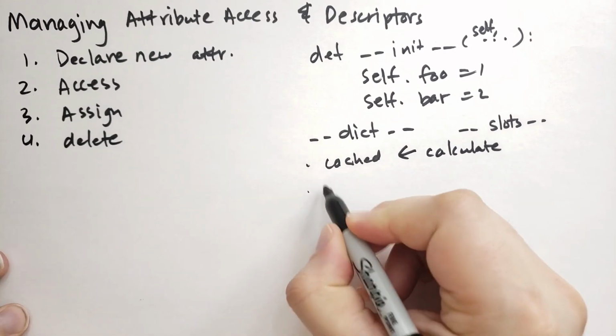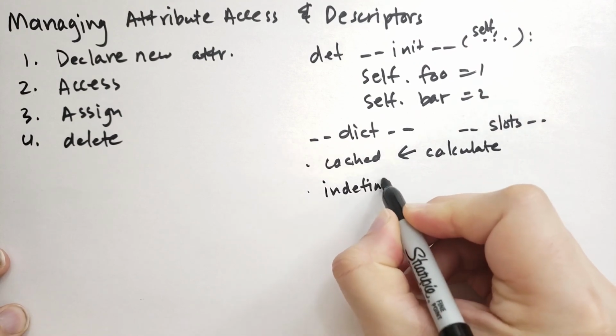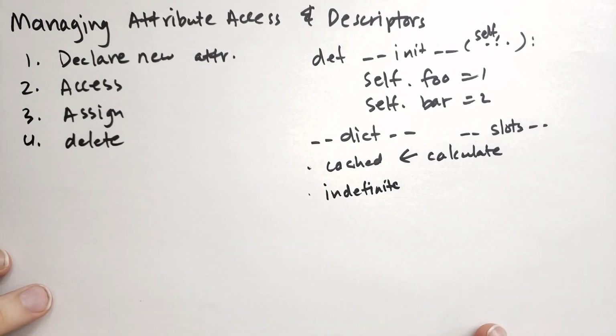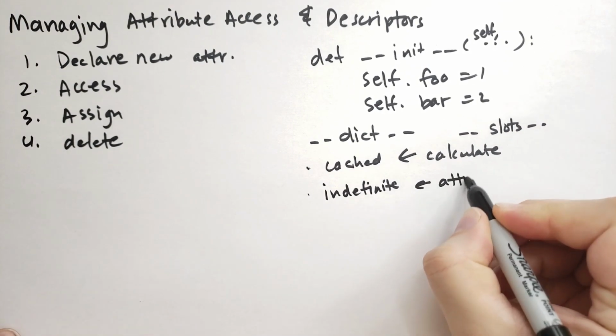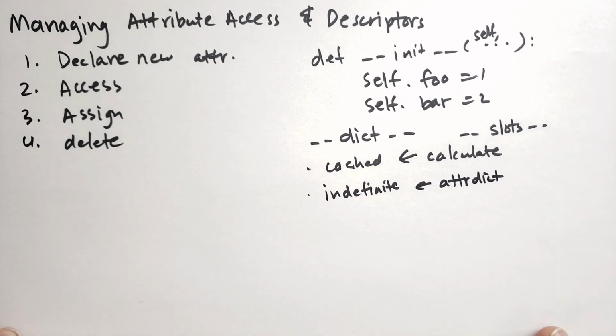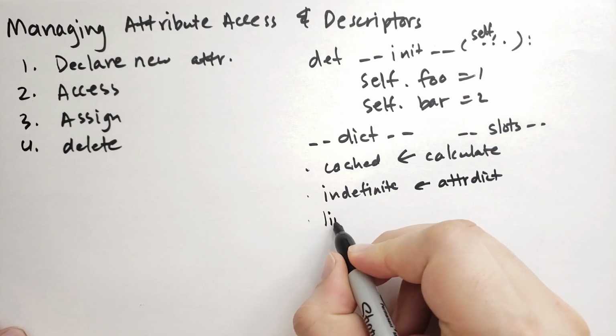Another case that might arise is you have indefinite attributes. You don't know what the attributes are ahead of time, or the attributes themselves might actually change. An example of this is something called an attribute dictionary. It's a dictionary where you can access the keys of the dictionary through attributes. With a dictionary like this, you don't know what keys the dictionary is going to hold, so you can't say in advance what attributes need to be assigned. And another case is you might want to limit the values of an attribute.